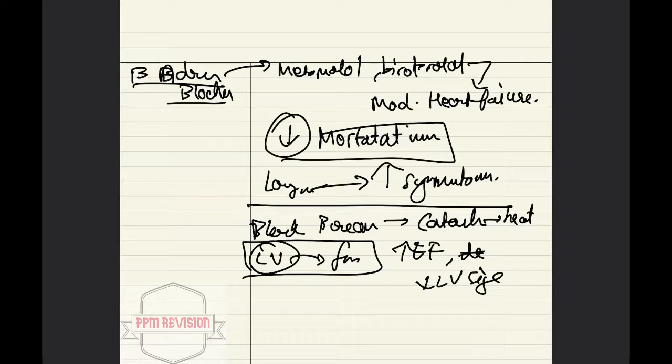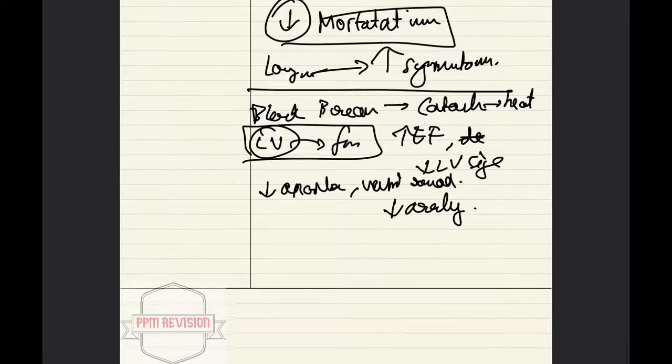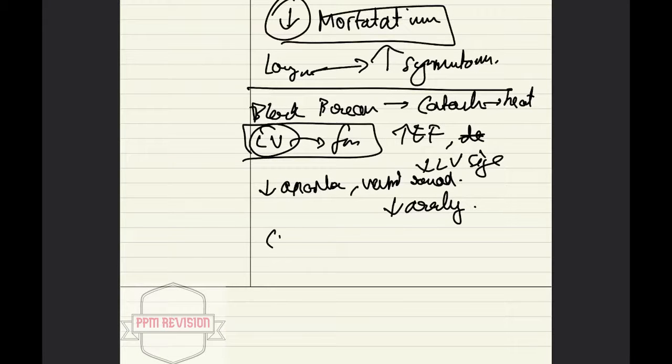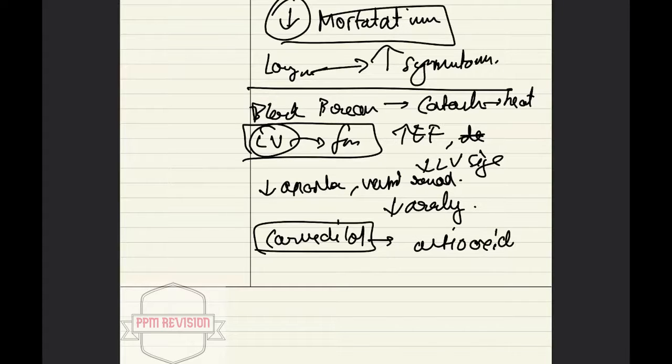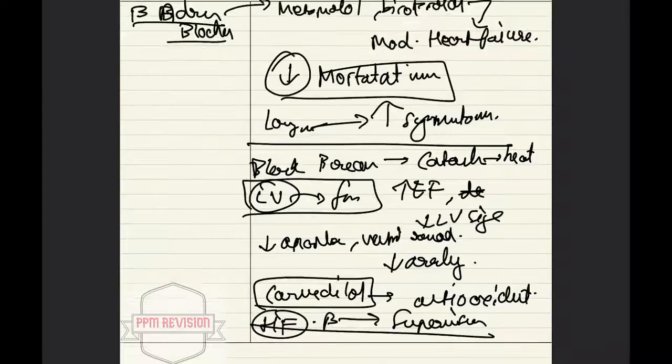It decreases apoptosis and ventricular remodeling. They also decrease the frequency of arrhythmias. And carvedilol, if you take it, has an antioxidant effect. Under heart failure, if you use beta blockers, it should be done under supervision. So these are some important points of beta blockers.